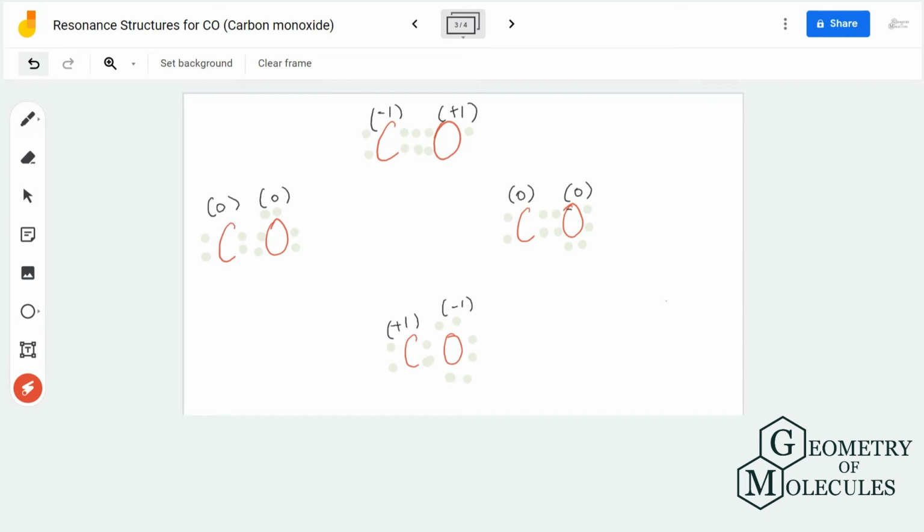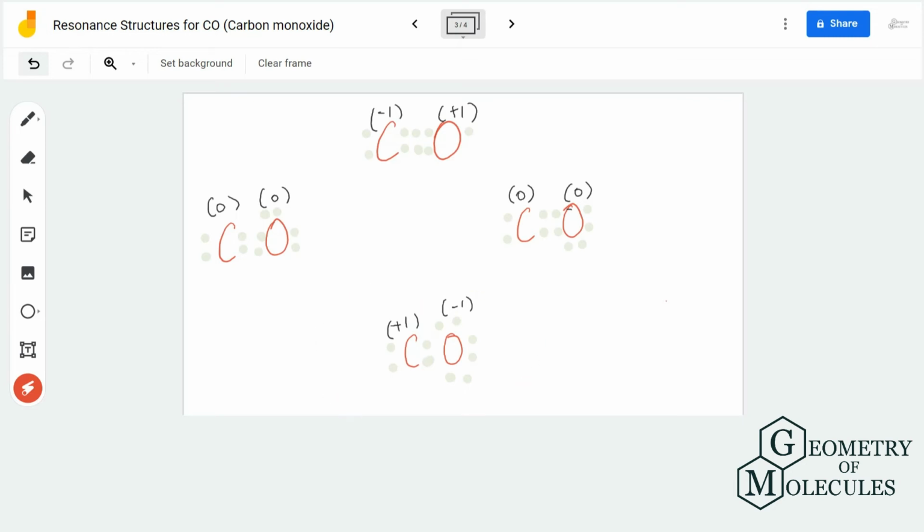So to make it more relevant, we try and find the resonance structures for carbon monoxide. Here is one more structure that you can consider, in which the charges on both carbon and oxygen atoms are 0. This is also one of the structures that has been considered for CO. There is another structure as well, in which there is a -1 charge on oxygen and a +1 charge on carbon. So this structure is also accepted.